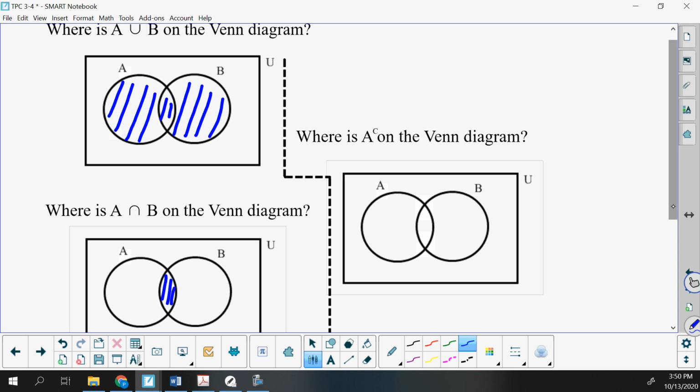And then the A with the C, that's the complement. So that's anything that's not in A. So the stuff not in A would be the people that were only in B, but also the people that were in neither. That would represent the complement of A. So you got to be in all the spots where A would not be represented.